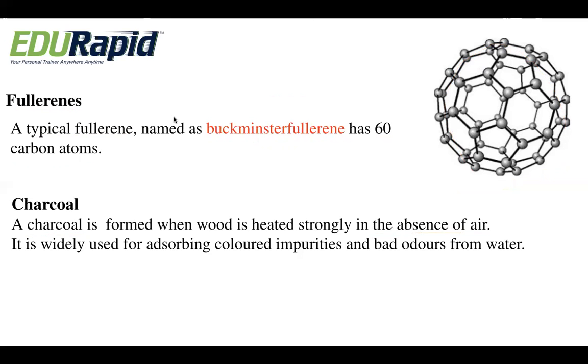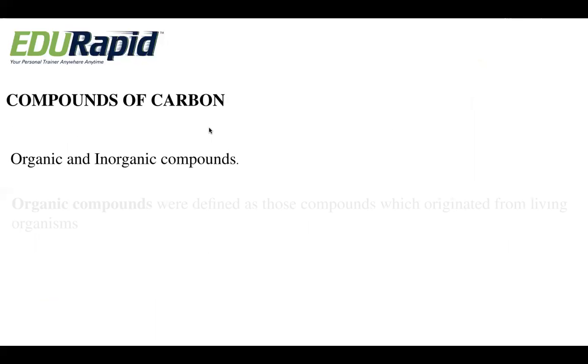The next allotrope of carbon is coke, right? So what is coke? It is an impure form of carbon. So it is also another allotropic form of carbon, but it is present in an impure form. Now we will study some of the important compounds of carbon.